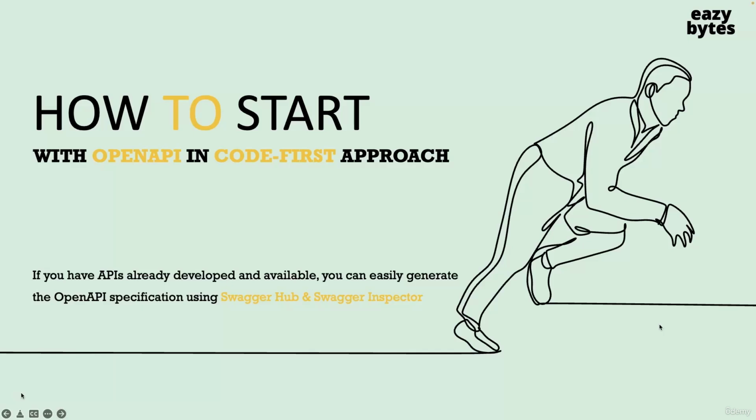Now in this section, let's understand how to prepare OpenAPI specifications for APIs where the development and coding is completed. To get started in this kind of scenario, we can leverage two tools provided by Swagger, which are Swagger Hub and Swagger Inspector. Let's understand what these tools are and how they are going to help us in writing the OpenAPI specification in the code first scenario.